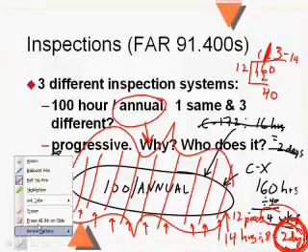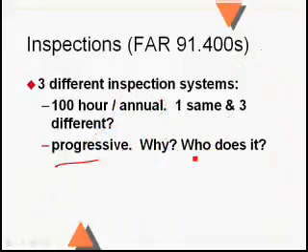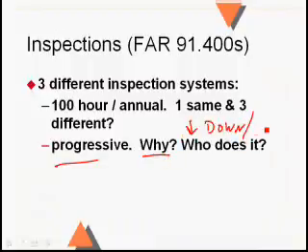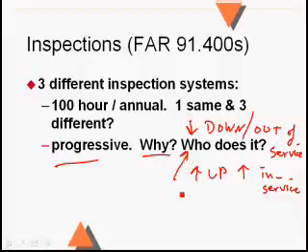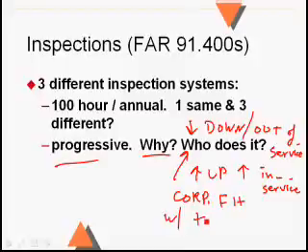So the whole point of doing a progressive inspection is so we have lower downtime, or you could also call it lower out of service time, or more uptime, or more in service time at any one moment. So that's why people do it. And who typically does it? Corporate flight departments with turbine powered aircraft typically do progressive inspections.